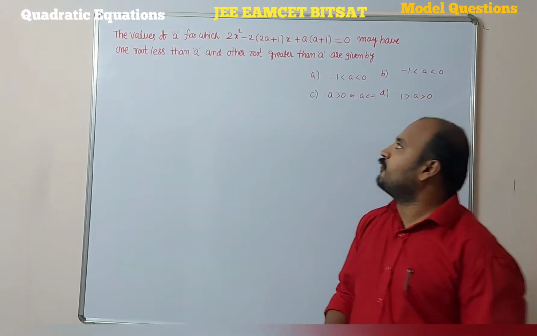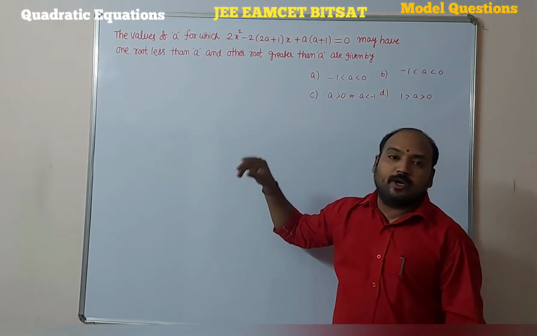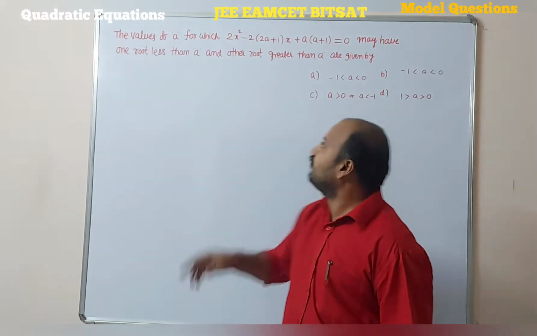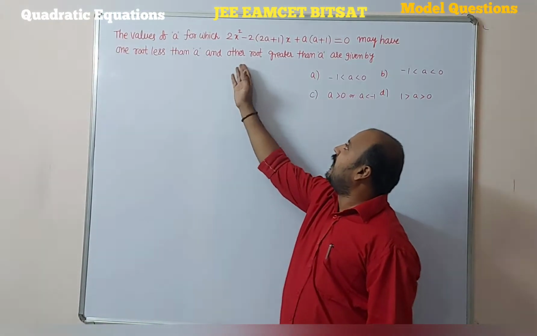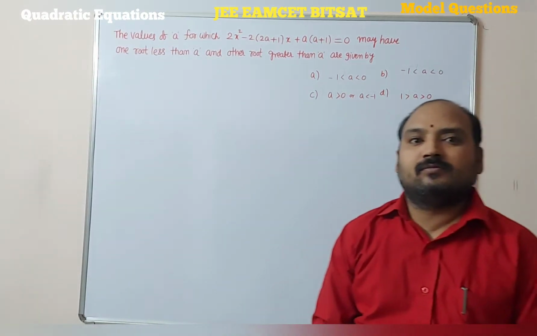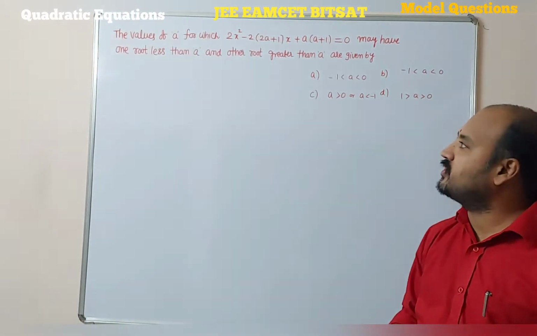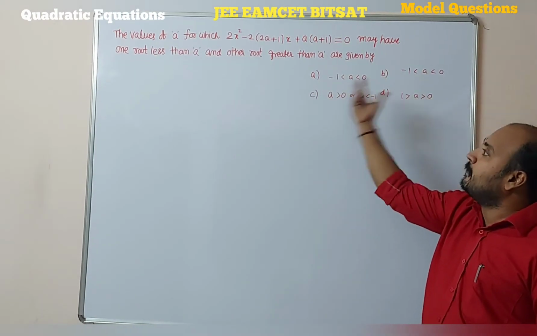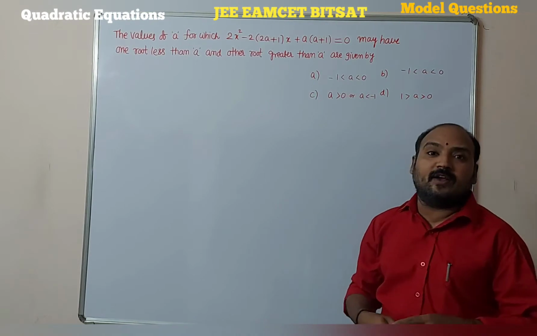The next question. The values of a for which 2x square minus 2 into (2a plus 1) into x plus a into (a plus 1) equal to 0 may have one root less than a and the other root greater than a are given by. So the function f of x, that we can take as f of x because it's a quadratic equation. The values of a for which this equation may have one root less than a and the other root greater than a.